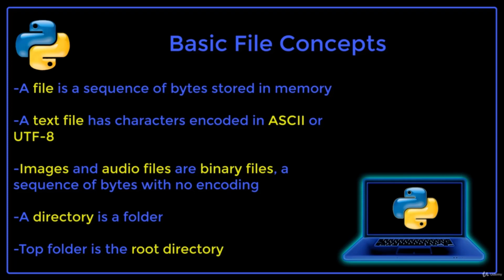A file is a sequence of bytes stored in memory. Recall that a byte is 8 bits that are either 1 or 0. So really a file is just a sequence of ones and zeros that the computer can translate into human-readable information.